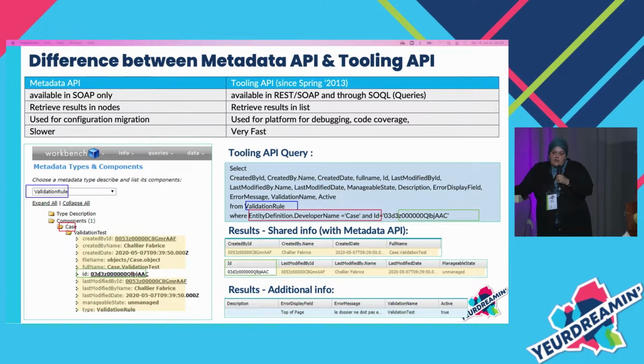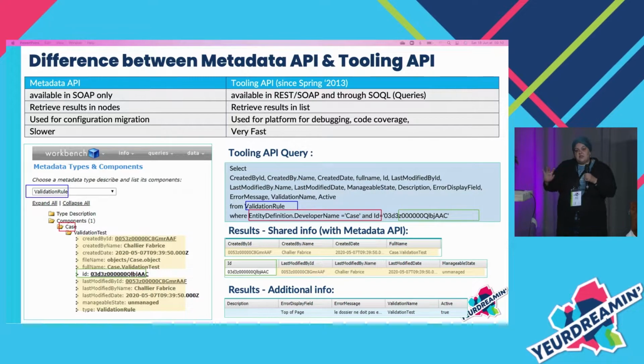The Metadata API is more used for migration, and the Tooling API is used for, let's say, configuration review, security, development purposes, but not really for migration, because of course the Metadata API is slower than the Tooling API. Let's say you will have everything in the Metadata API, but you will get more detailed or granular information in the Tooling API. This is basically the main difference between the two.